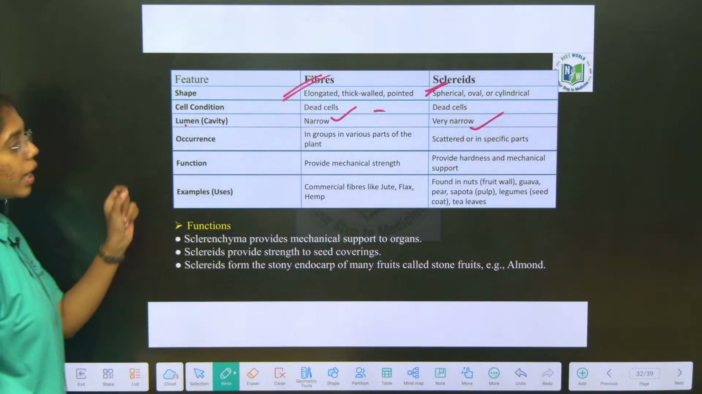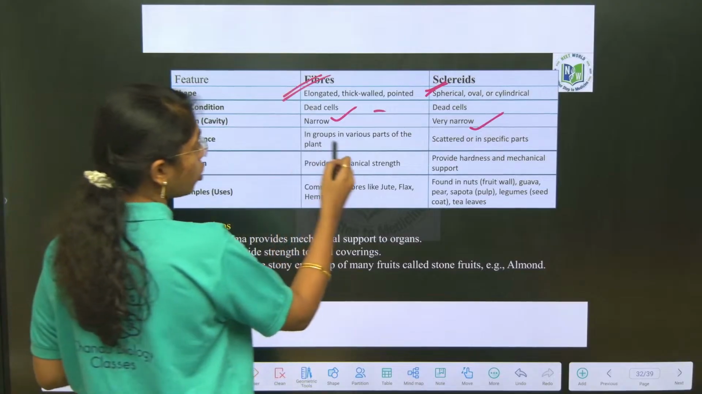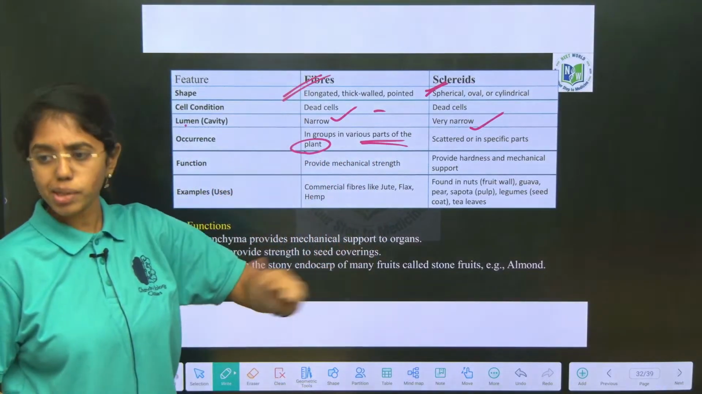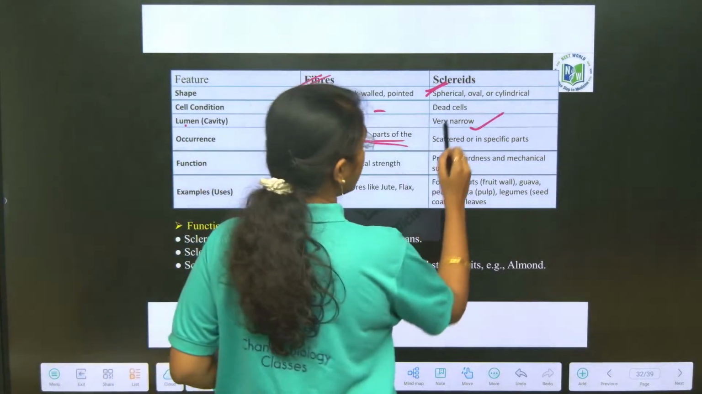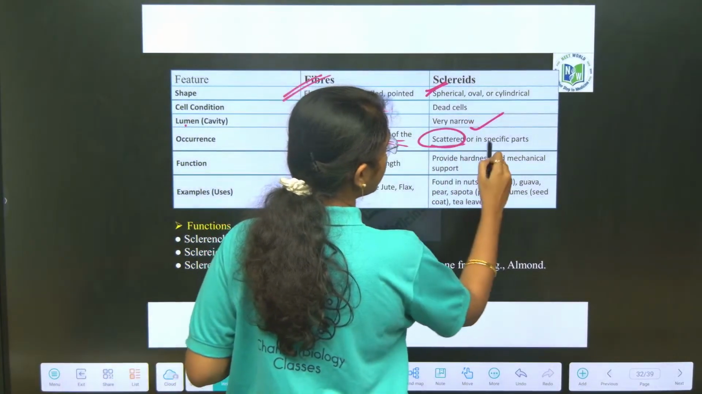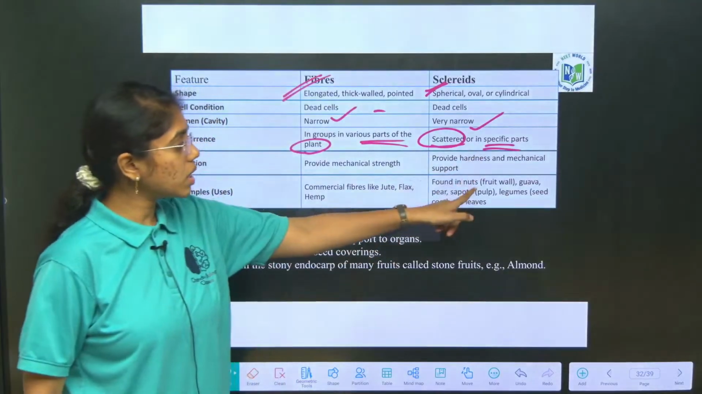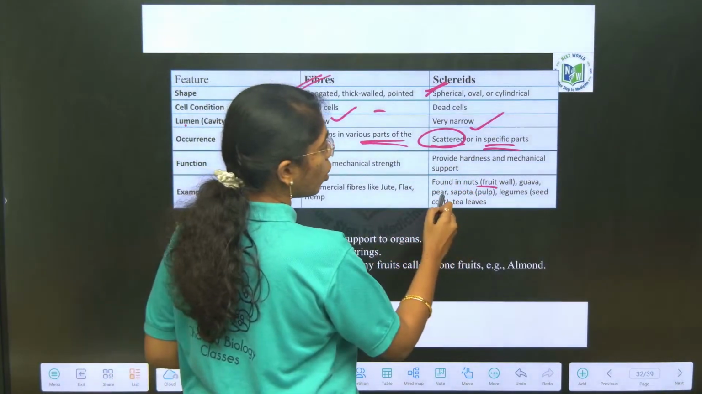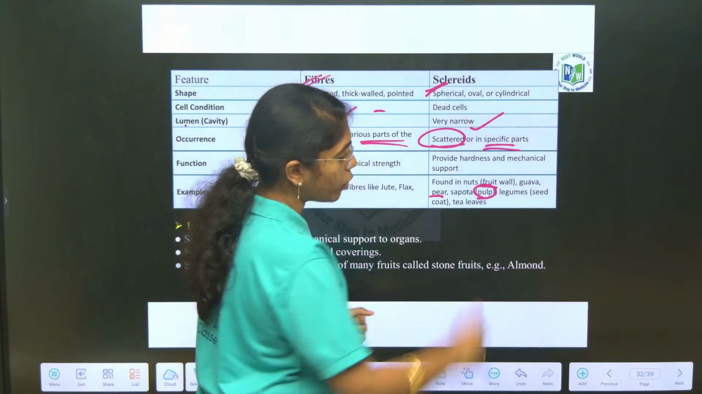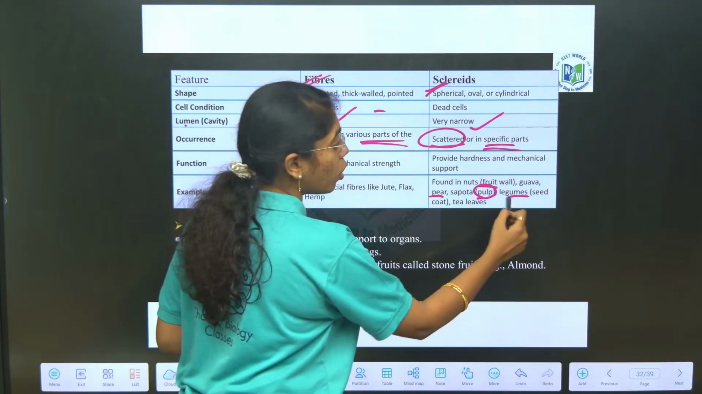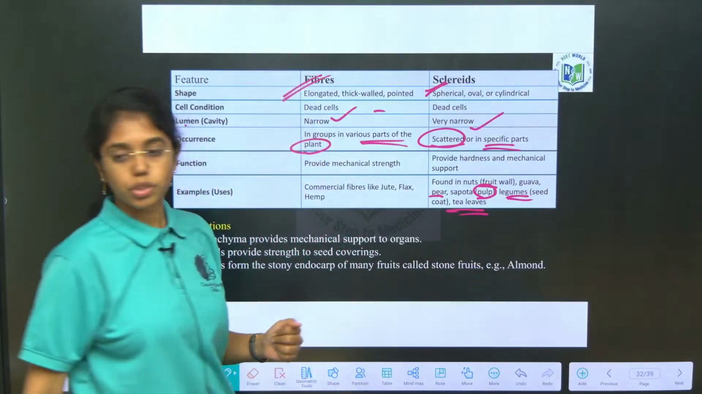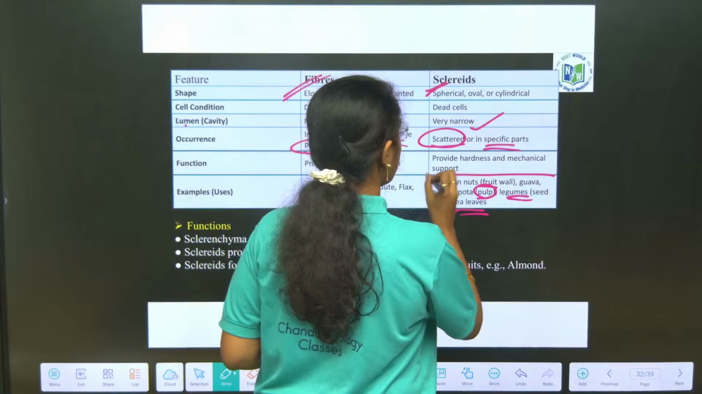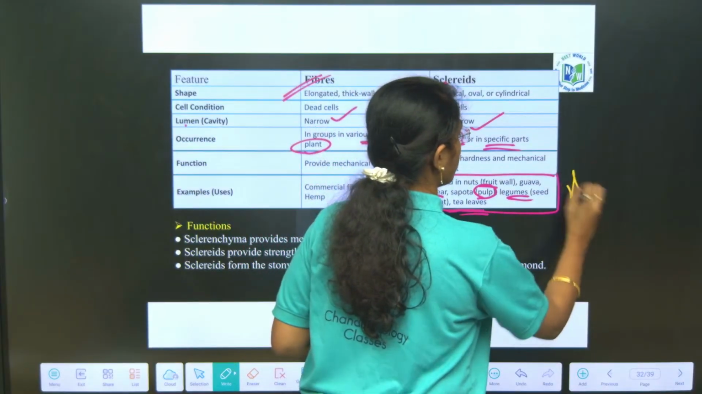Occurrence: if you see, in groups in various parts of the plant, you can observe fibers like xylem fibers and phloem fibers. These scleroids are scattered in specific parts. You can see scleroids are found in the nuts, in the fruit walls, in guava, pear and sapota, pulp of guava, pear and sapota, seed coats of legumes and tea leaves. This is very important, asked n number of times in your NEET PYQs.